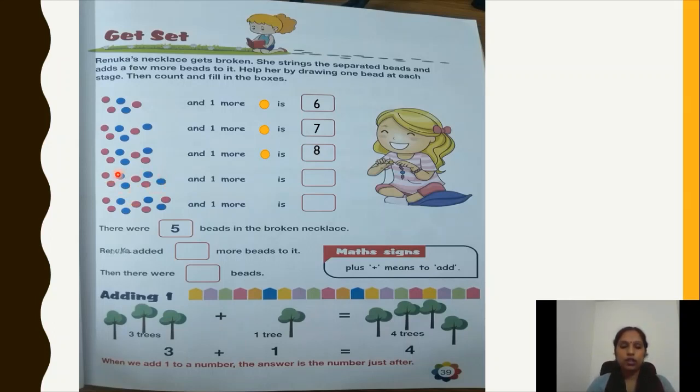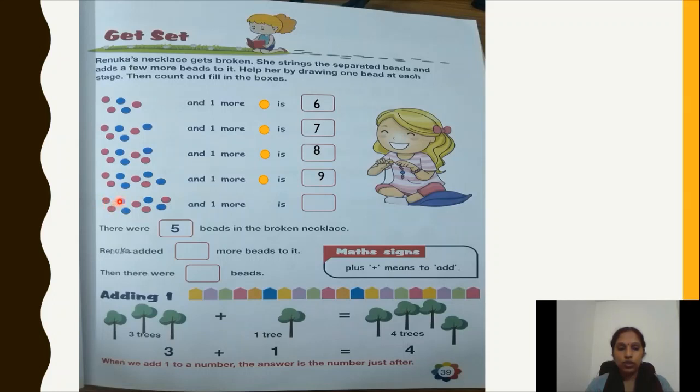Now again count how many beads are in the next row. 1, 2, 3, 4, 5, 6, 7, 8. So again she had how many beads? 8 beads. And what is she doing? Again she is adding one more bead. So we are going to draw one more bead here. So 8 plus 1 gives you 9. Very good.